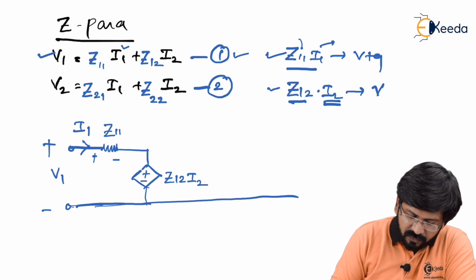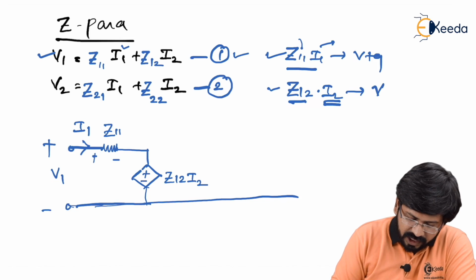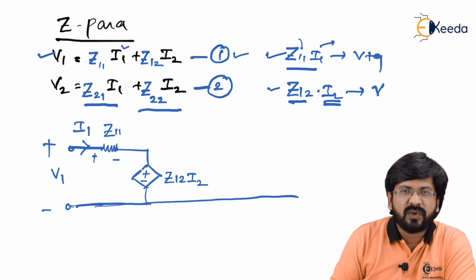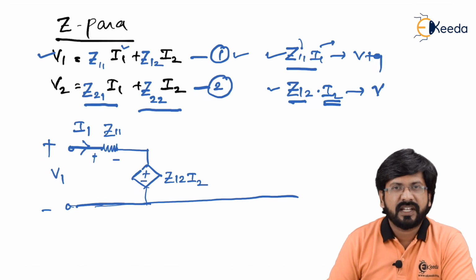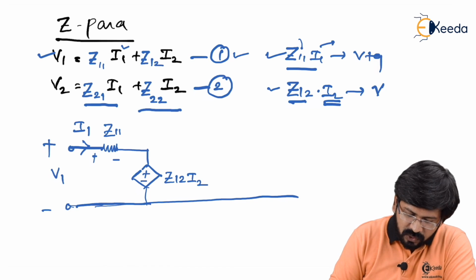Equation number 2 says V2 equal to Z21 times I1 plus Z22 times I2. Again, Z21 times I1 and Z22 times I2, both of them have to be what? Of course, they have to be voltages. If both of them are voltages, check it out, Z22 times I2.